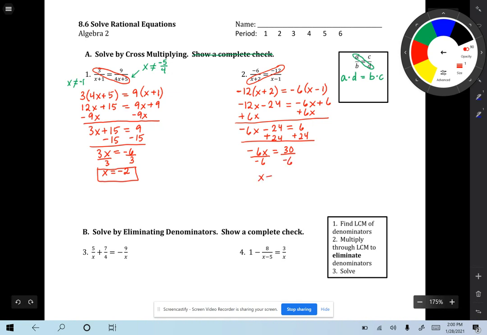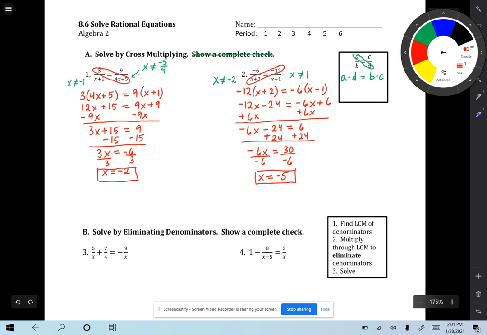X equals -5. Now we want to check those against our restrictions, which I just realized I did not write. So x cannot equal -2 in the first fraction, and x cannot equal +1 in the second fraction. Because if they did, they would give you 0 in the denominator, which we cannot divide by 0. So x equals -5 is a valid answer. So we are good to go.